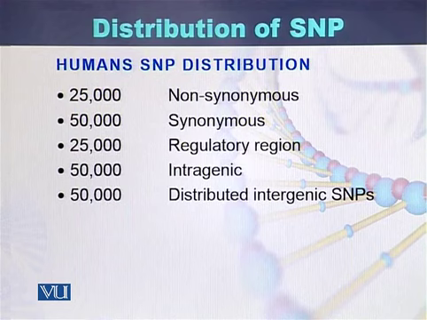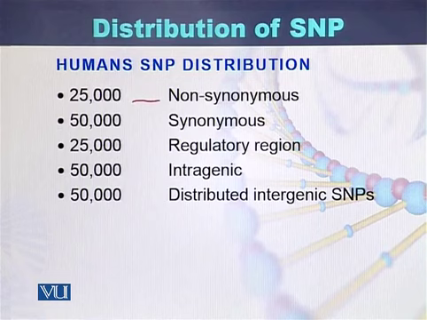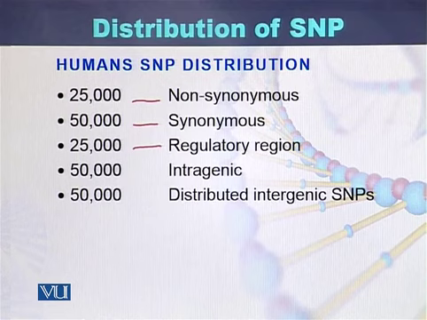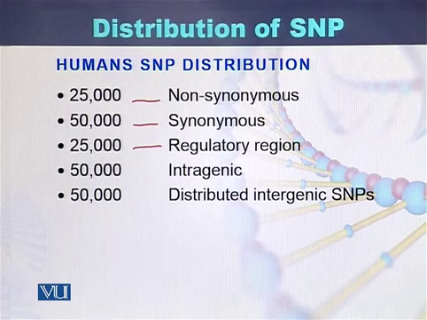These are the number of SNPs which are present on the human genome. We see that there are approximately 25,000 SNPs which are non-synonymous, while there are 50,000 SNPs which are synonymous. There are 25,000 SNPs which are present in the regulatory regions. Regulatory regions are those regions which are adjacent to the genes, from where the gene is regulated. So those regions are called regulatory regions.